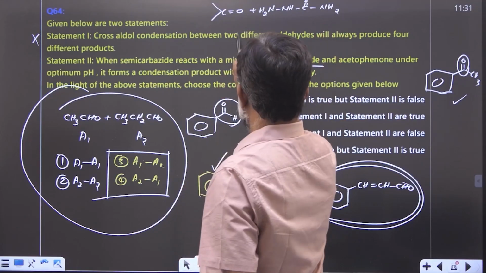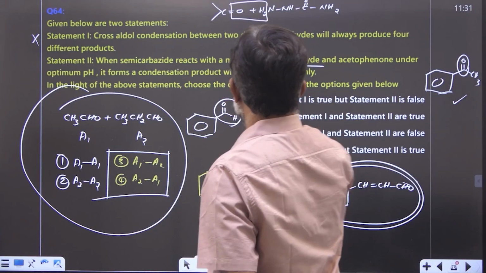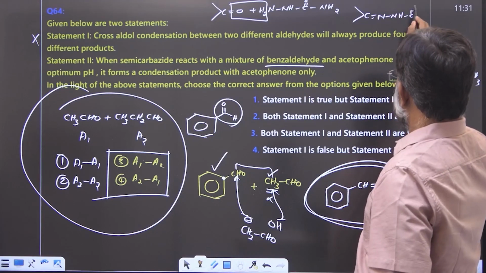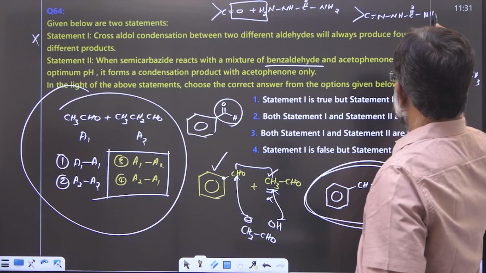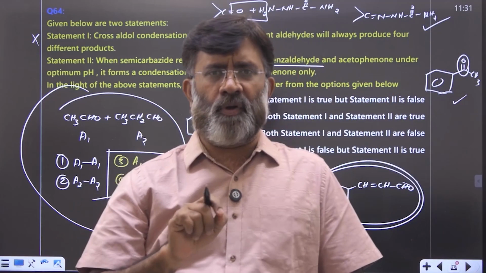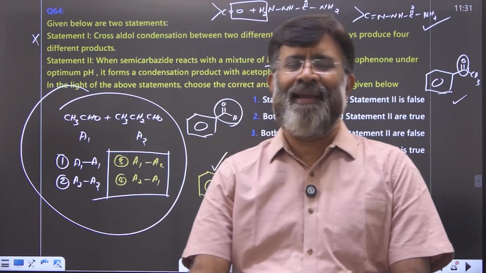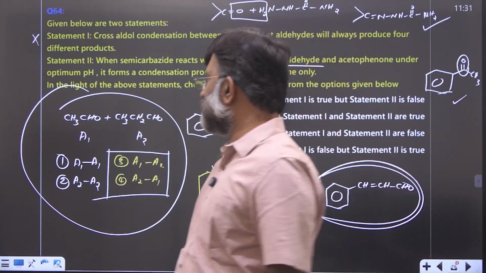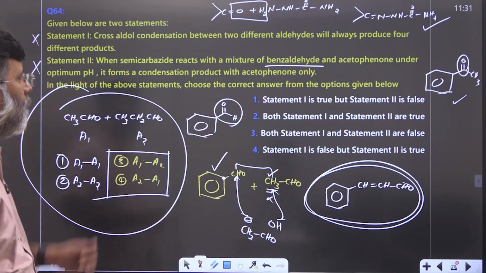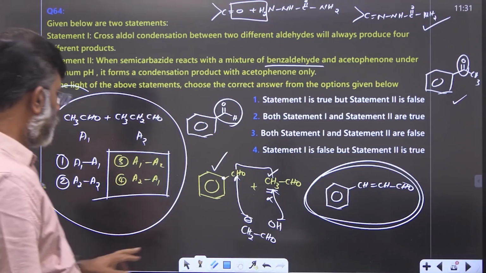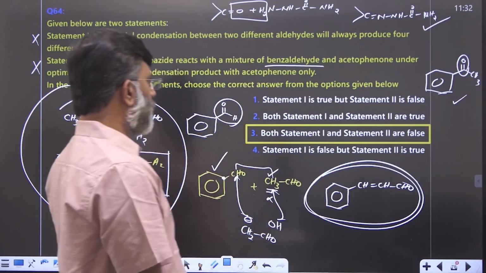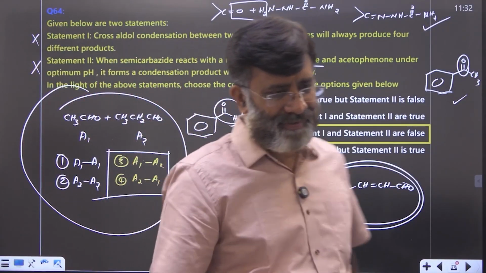This is semicarbazide. There will be a condensation over here and the product obtained will be C double bond N, NH, CONH2. This is called semicarbazone. So whether benzaldehyde or acetophenone, both will react with semicarbazide and you get a semicarbazone. So this is also a wrong statement. Both are wrong statements. Which option? Option 3 is the correct answer. Okay? Next question.